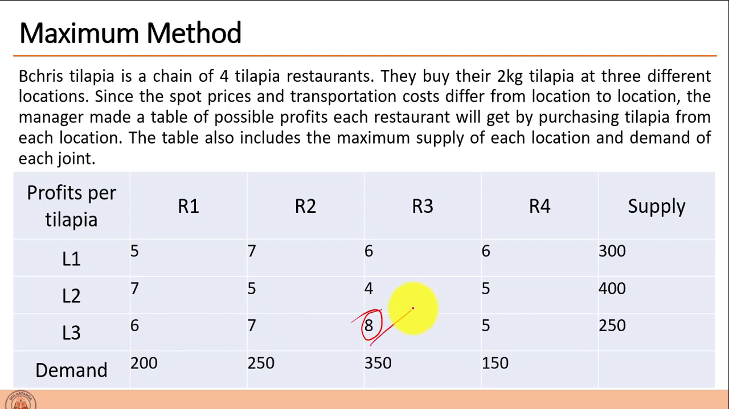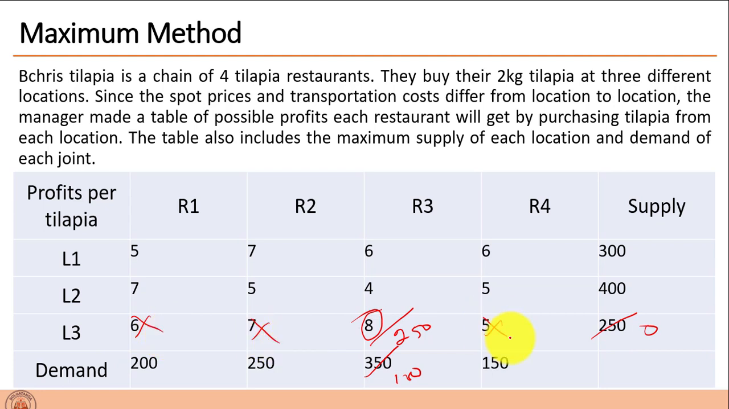Warehouse number 3 is providing 8, but how many are we getting? 200. However, restaurant number 3 needs 350 and not 200. Not a problem. So let's give them the 250 from warehouse number 3, leaving 100. So that means that there is nothing left in warehouse number 3, and warehouse number 3 cannot provide anybody anymore.